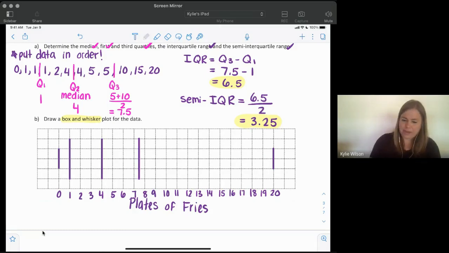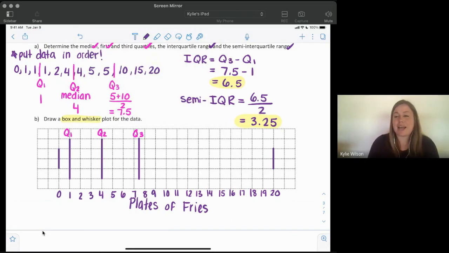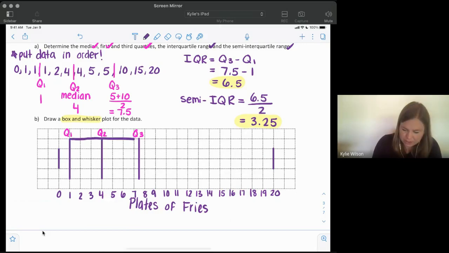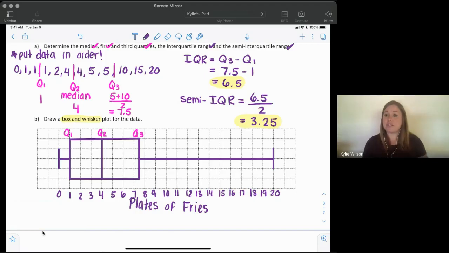There we go. And I do want to label those. So we have Q1, Q2, and Q3. And now I can finish up my box and whisker plot. So I make this into a nice box with my interquartile range here, just like that. And then I'm going to draw the whiskers all the way out to my smallest and biggest points, just like that. And that is our final box and whisker plot. That's all there is to it. So once you have those values all figured out, drawing the graph is very, very simple.